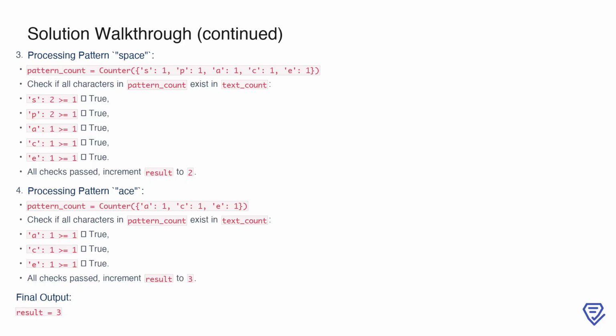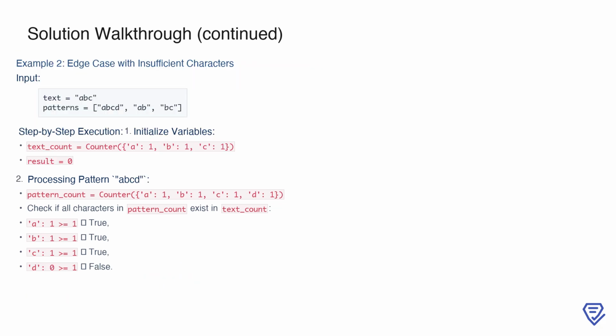Next, we process the third pattern, ace. The frequency count for ace is straightforward, with each letter appearing once. Again, we confirm that the text has the required frequency for each letter, A, C, and E. All checks succeed, so we increment result to 3. At the end of this example, the final output is 3, meaning all 3 patterns are valid.